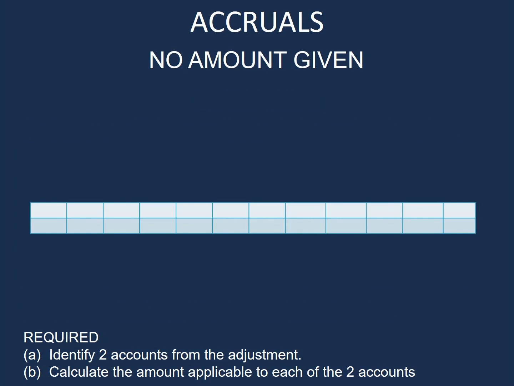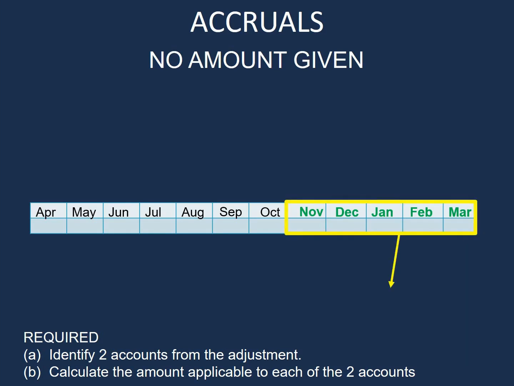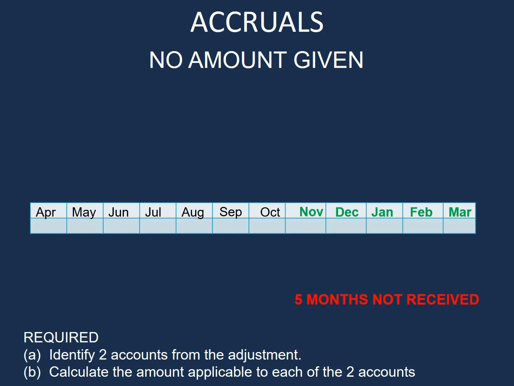Again, let's have a look at our receivable schedule. There we can see that for the months from November until March, we have yet to receive interest on our fixed deposit. So for those 5 months, we have not received any money.